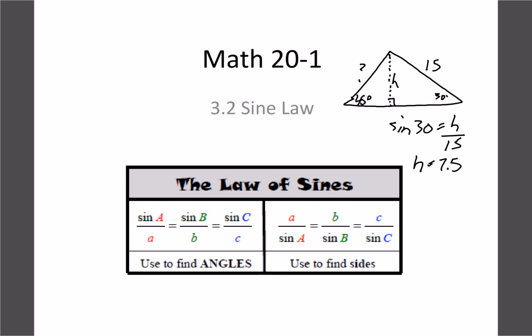Then we'd use sine again. With regular sines, we'd have sine 45 is h over what we're looking for. Let's call that side x. But we know h is 7.5, so we could go 7.5 divided by sine 45, and that would give us 10.6. So it works not too badly to do it in two steps, but what we're going to see is that the Sine Law is a quicker way to do things.